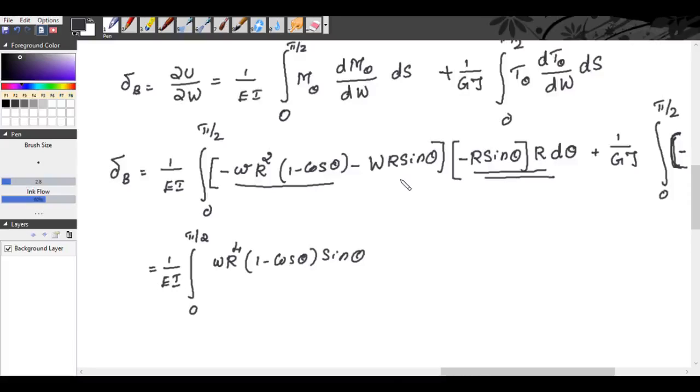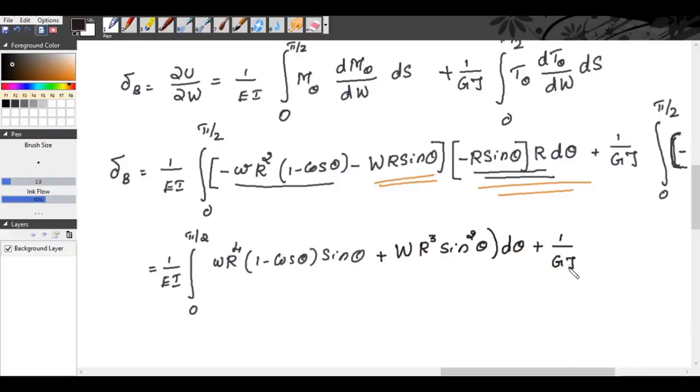Now we will multiply this term with this term. So we get plus W R cube sin square theta into d theta.